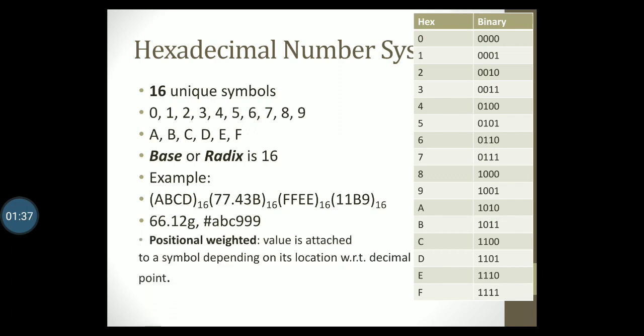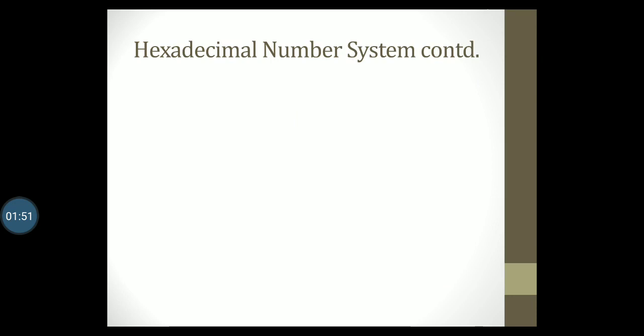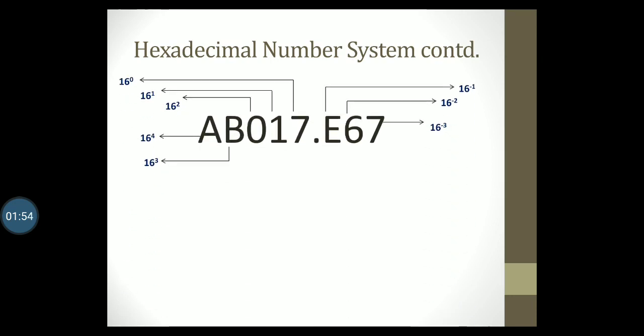Like the decimal, binary and octal number systems, the hexadecimal number system is also positional weighted. That is, a value is attached to a symbol depending on its location with respect to the decimal point. Let us understand this with an example. Take the number AB017.E67. The symbols AB017 make up the integer part of the hex number. The symbols E67 are the fractional part.